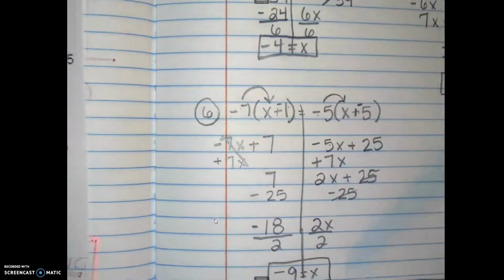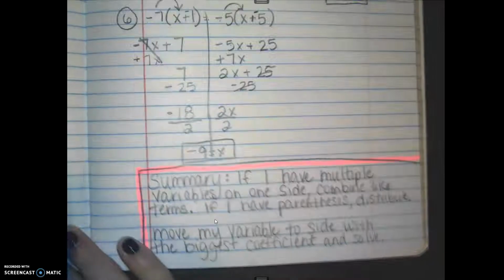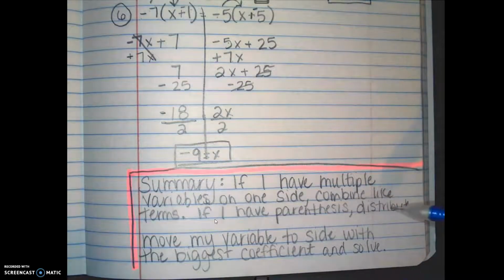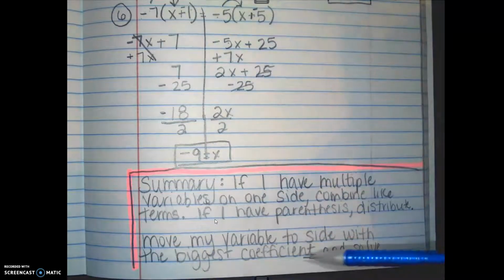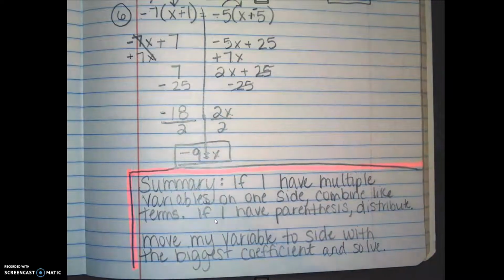Right, yesterday we had started on page 18 of our journal, so we're going to review that really quick. So our summary that we wrote at the bottom was, if I have multiple variables on one side, combine like terms, and if I have parentheses, distribute. Move my variable to the side with the biggest coefficient and solve. Okay, and then we did a couple of examples. We had left off, we did number 3.